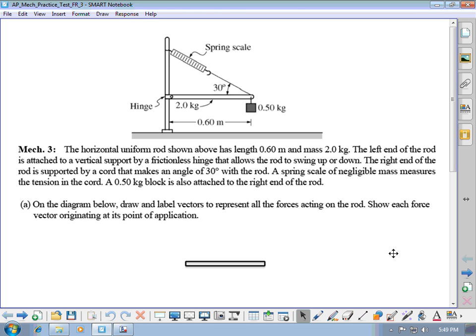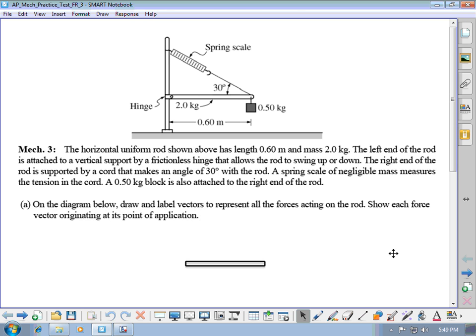So in this problem, you have a uniform rod. They give you the length of the rod and the mass of the rod. At the left end, there's a vertical support on a frictionless hinge that allows the rod to swing up or down. The right end is supported by a rope that gives you the angle of the rope. And then there's also a 0.5 kilogram block attached to the right end of the rod. In part A, they ask you to draw and label vectors to represent all of the forces acting on the rod, and to show each force vector originating at its point of application.